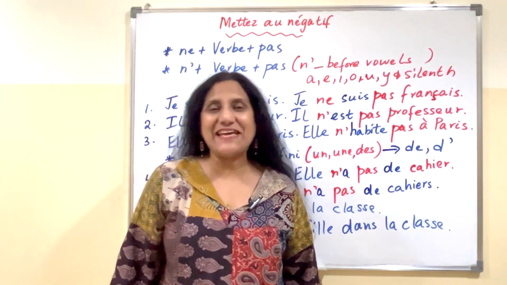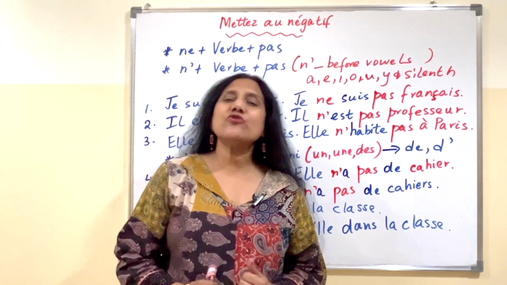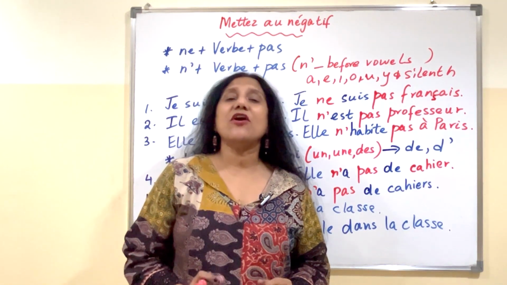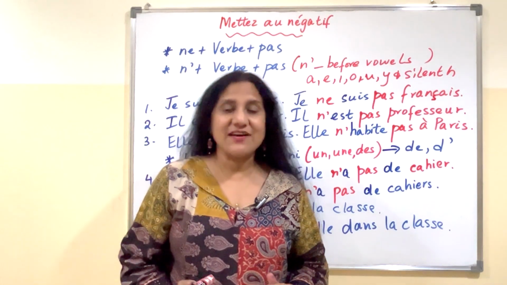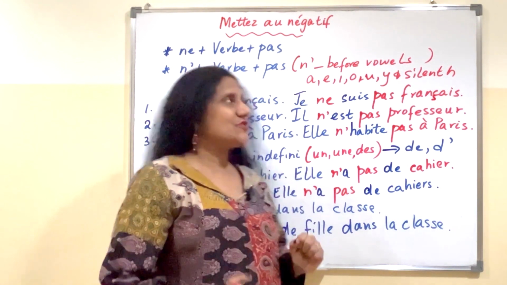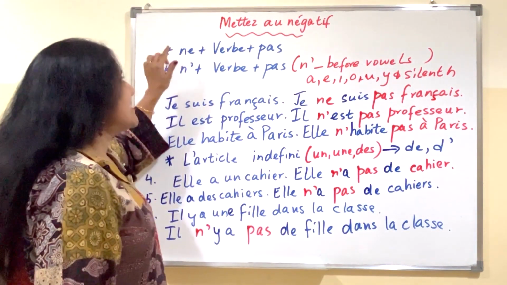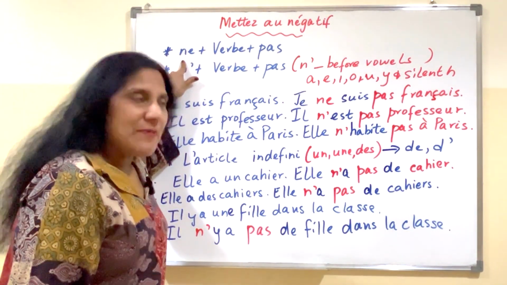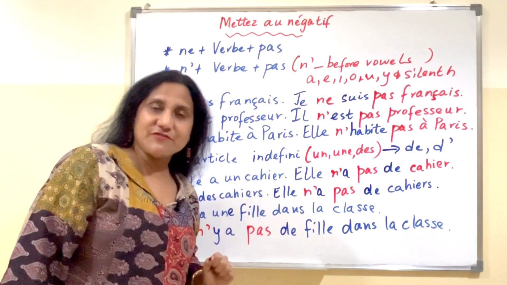Let's enjoy learning French. Today we're going to do a quick recap on mettre au négatif: how to make sentences negative in French. You need to write ne before the verb and pas after the verb.